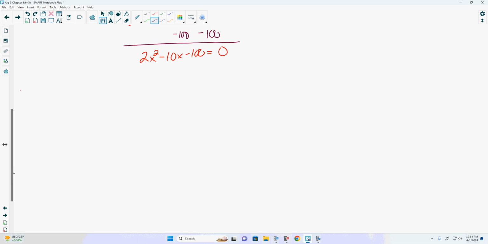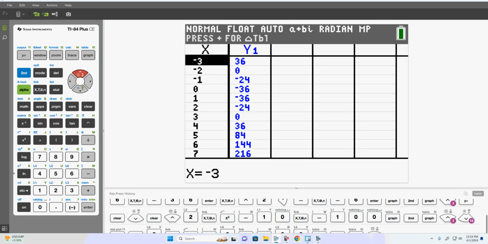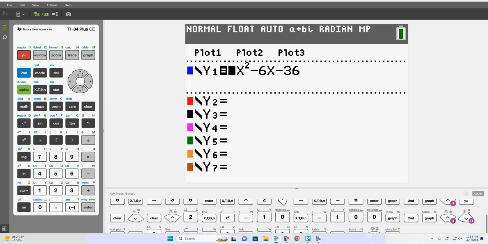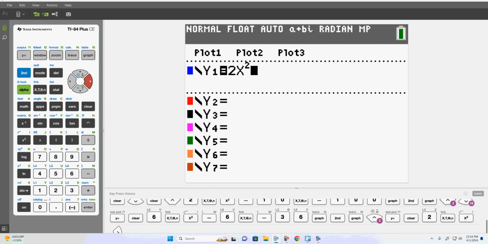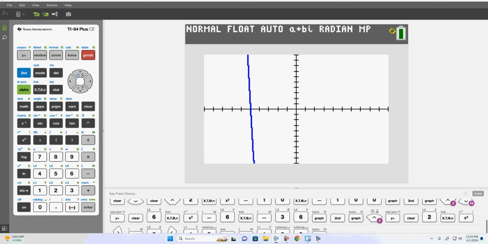Which one do we want to do? Do we want to factor or graph? And graph it. So we'd say 2x squared minus 10x minus 100. And we can hit graph.